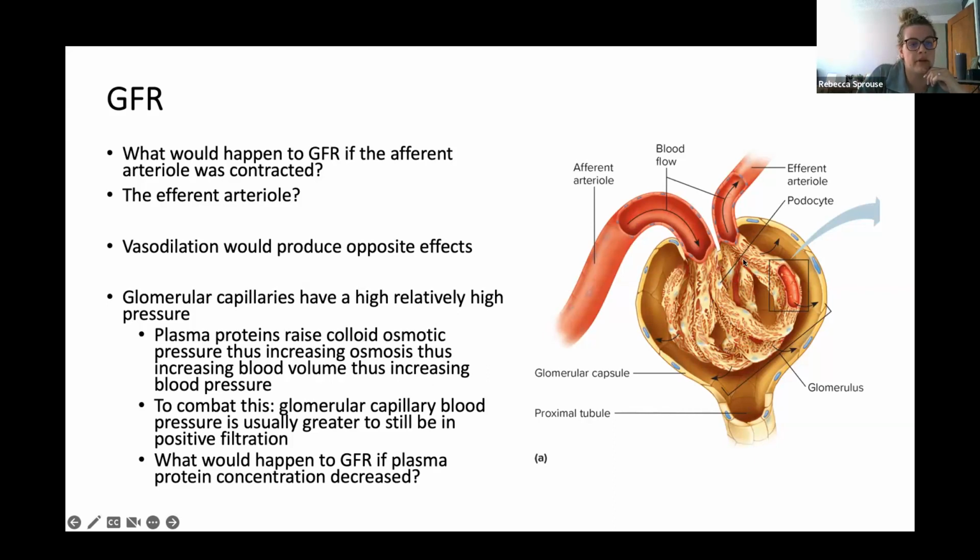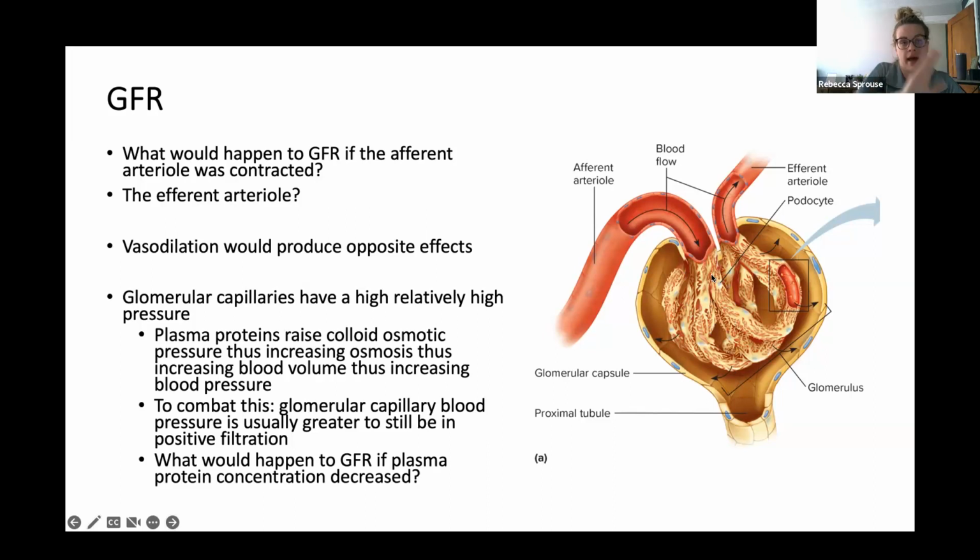But our glomerular capillaries have a relatively high pressure, and they need to, because we need to favor that filtration into this capsular space. And so our plasma protein, which is in the capillaries, will oppose filtration. And so that will attract that colloid pressure, attract water back in. That increases our blood volume.